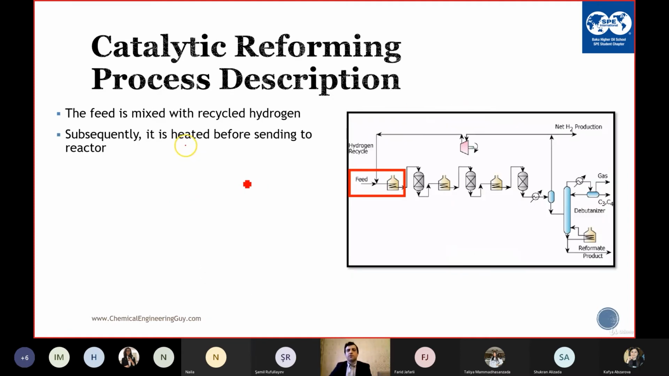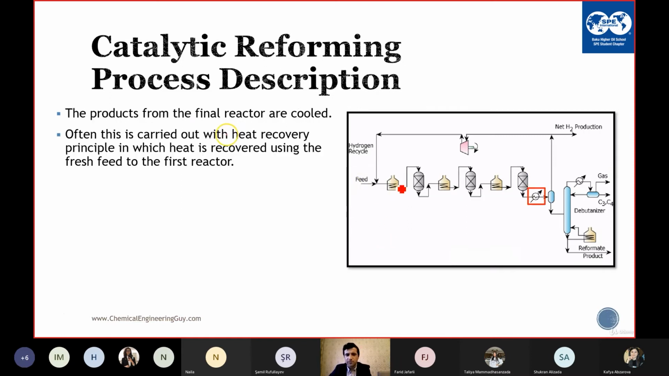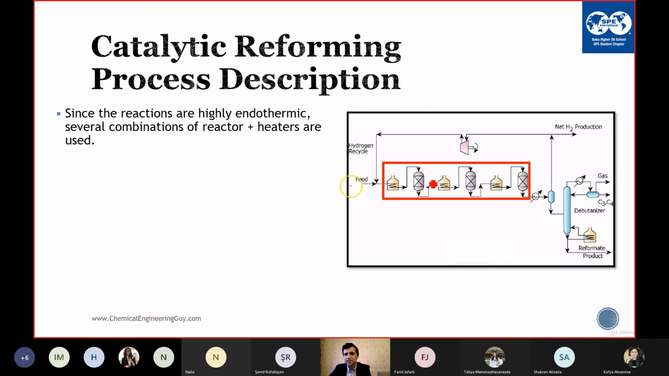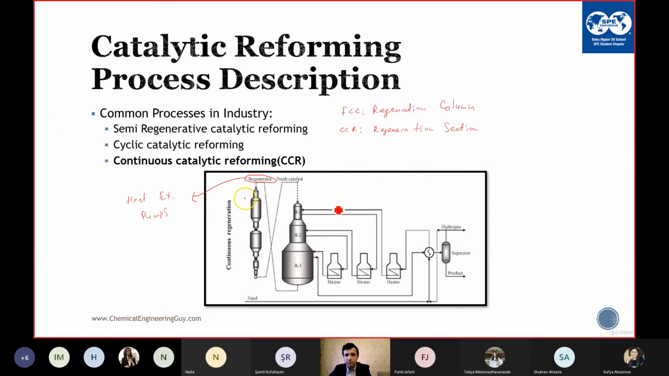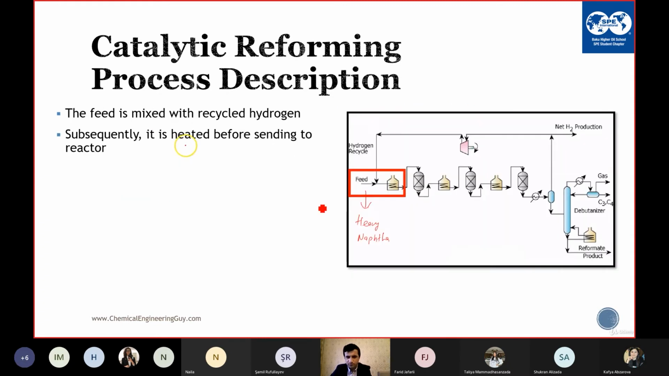Okay, talking about the process description, we have the feed. What is our feed? It is heavy naphtha. Hydrotreated heavy naphtha is our feed. It is sent to the reactor. Here the reactors are shown like this, but mostly they are stacked. You have the reactors on top of each other. You might have 3 reactors or 4 reactors. The heavy naphtha is sent to the furnace, and you have the hydrogen recycle.